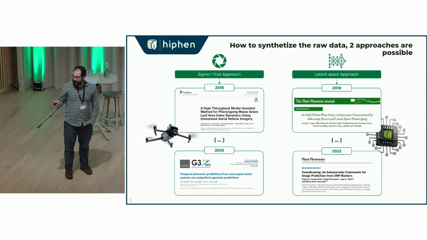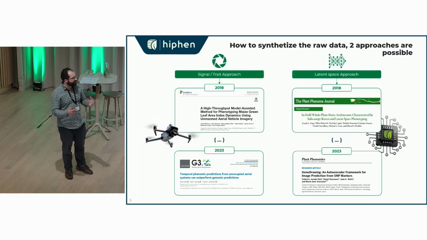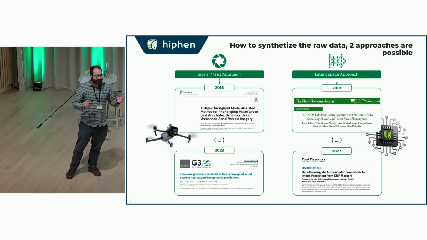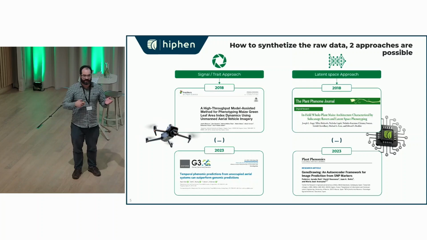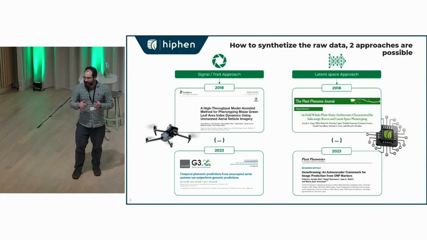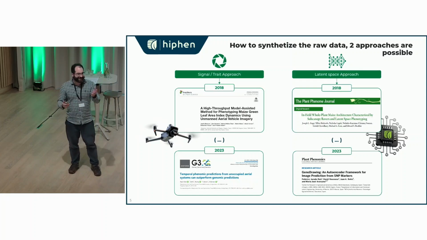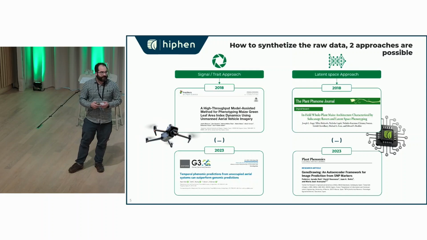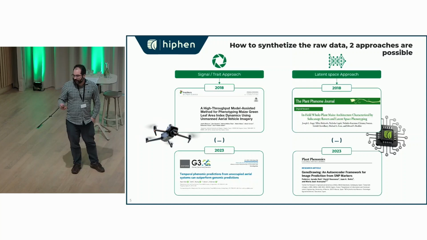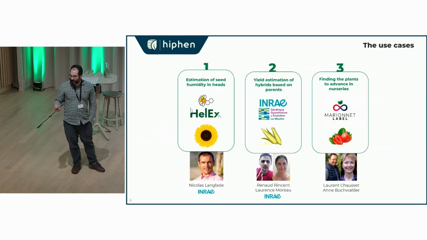You can find 2 types of approach. The first approach is to take the signal raw in different ways, such as vegetation indices or time series, and to try to interpret it. Or you can use, as Lucas presented to us, latent space, whether in time series or not. And that's what we're going to see in the following slides.